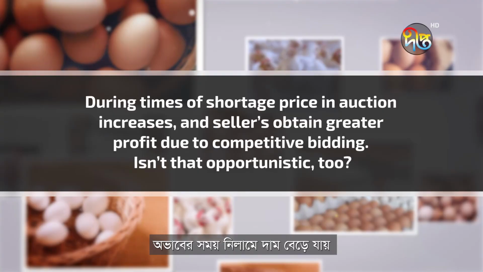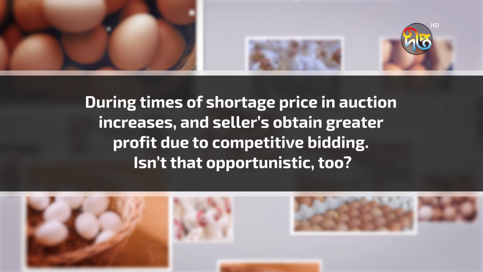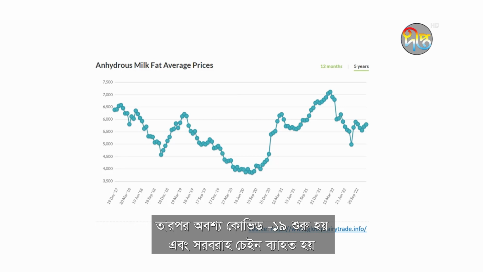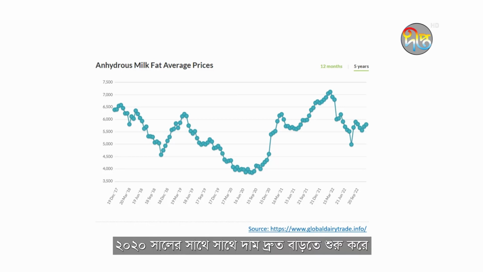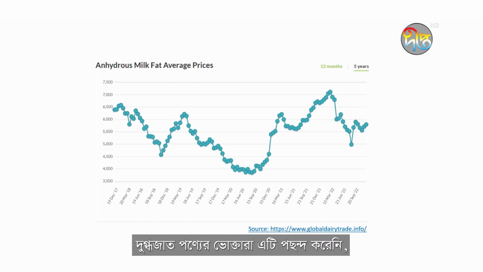During times of shortage, price in auctions increases and sellers obtain greater profit due to competitive bidding. Isn't that opportunistic too? This happens in all auctions and all over the world. Consider the case of GDT. Their auctioning system resulted in efficiency in trade and was bringing down the prices for different products like anhydrous milk fat. Then COVID-19 hit and disrupted the supply chain. As year 2020 rolled on, the price started to climb up quickly. We, the consumers of milk products, did not like this, but it was not considered wrong or illegal.